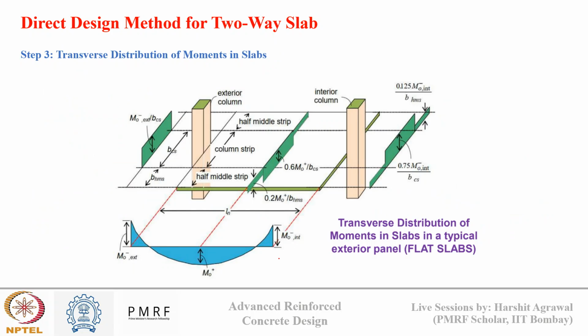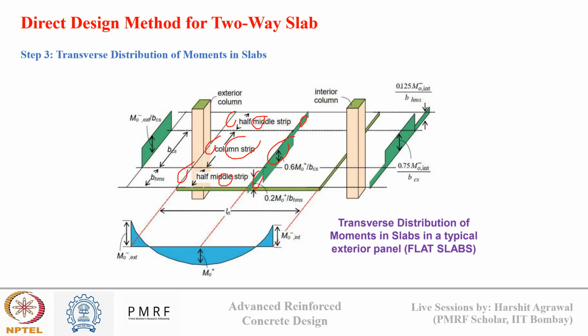Now, once we have the longitudinal distribution, the last step is the transverse distribution. In the transverse direction, there are three sections. There is the middle part, which is known as the column strip, and there are end parts which are known as half middle strips. The division of moment in the transverse direction again depends upon external support and internal support. You can see there is a moment in the middle, the positive moment, which will have distribution in the transverse direction, and the negative moment will also have distribution in the transverse direction.